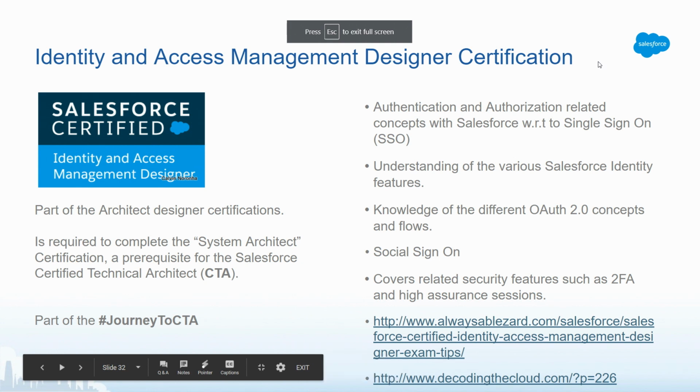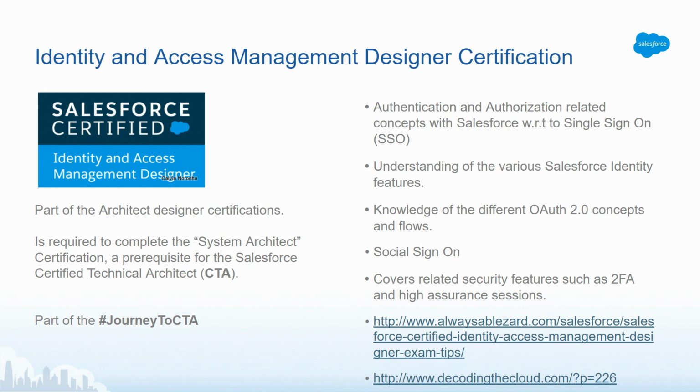Moving on. So you have the identity and access management designer certification. I think many of you may be attending the boot camps later this week for this one. I highly recommend this certification. As you know, it's part of the architect designer certifications, and it is a prerequisite for the system architect credential. And therefore, it is a prerequisite for the CTA, which is the Certified Technical Architect, which is the holy grail of all certifications.